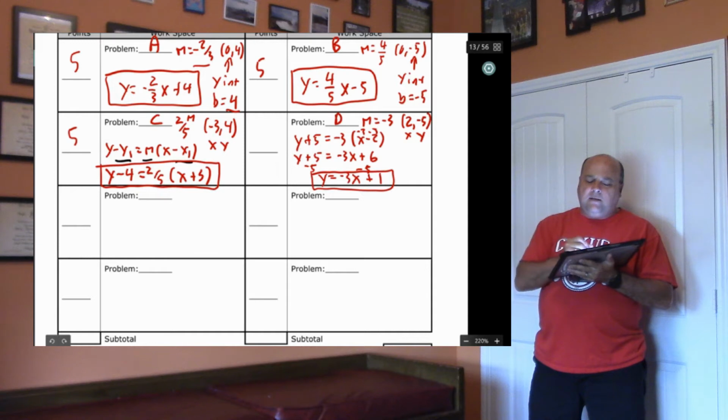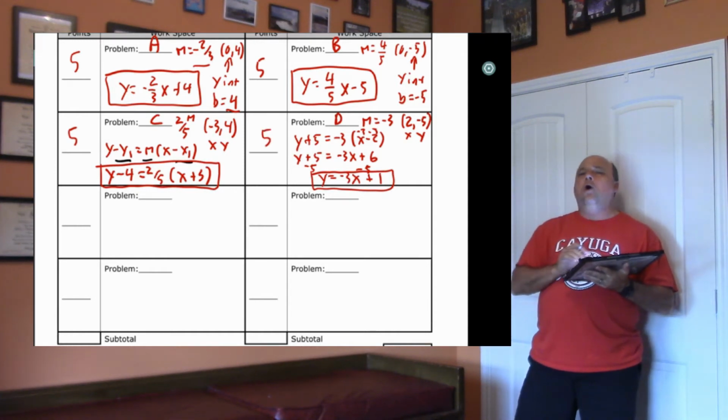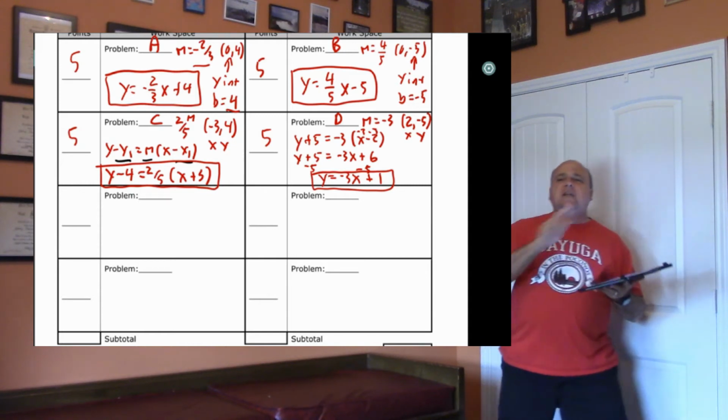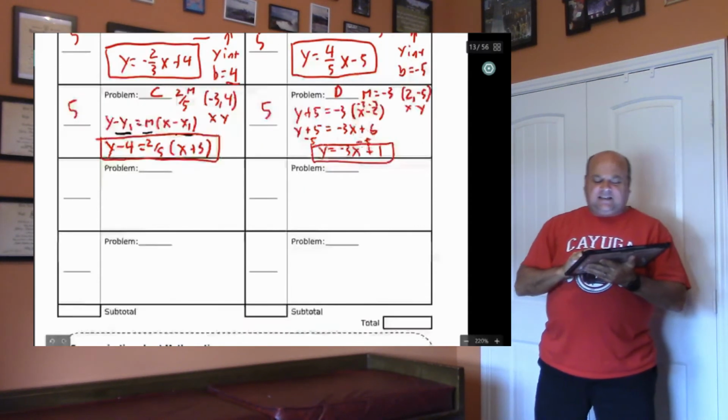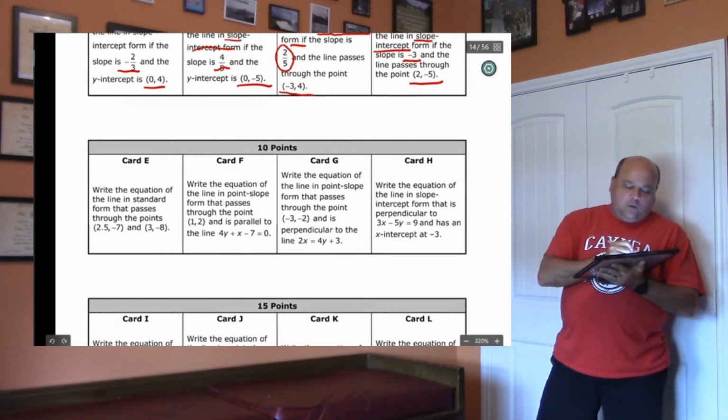That was problem D, and that was worth 5 points. Piece of cake, okay? Let's keep the fun rolling on. Problem E. Write the equation in standard form of these 2 points.